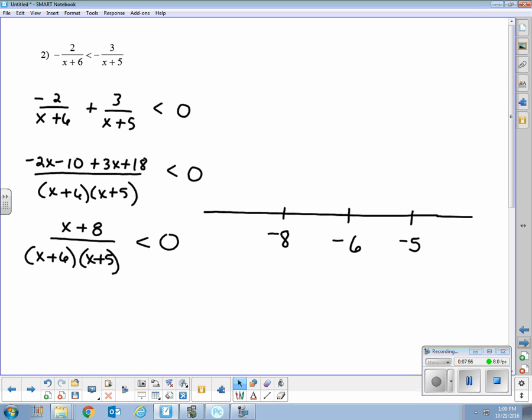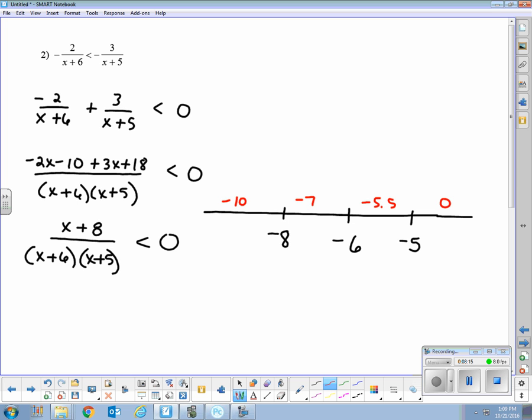And then I'm going to pick my test points. So I'm going to test negative 10, negative 7. Ooh, I'm going to have to do a decimal here. Negative 5.5 and 0. I'm ready to start plugging those into my rational function.